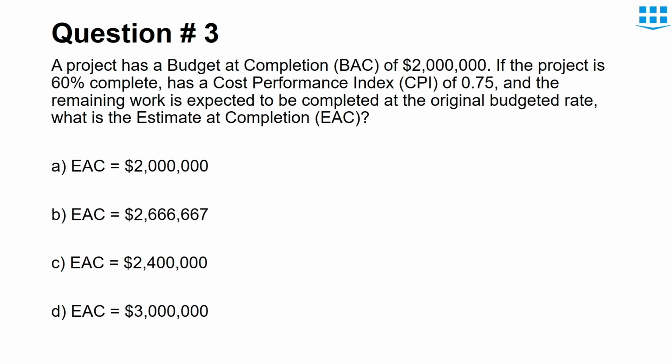Again, next question is about finding EAC, estimate at completion. As we discussed earlier, a CPI less than 1 is not good for the project. So the budget at completion here is $2 million. Even without calculating, we can guess that EAC would be greater than BAC. Here, the right answer is B.